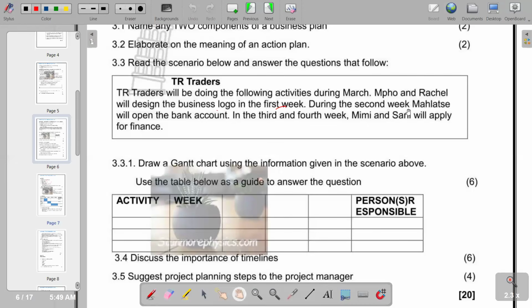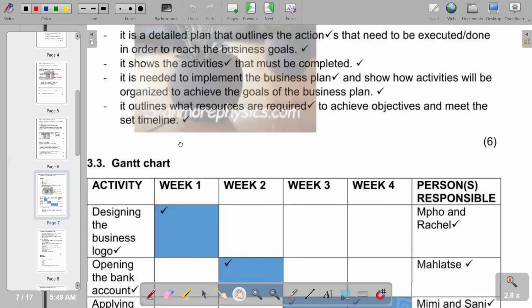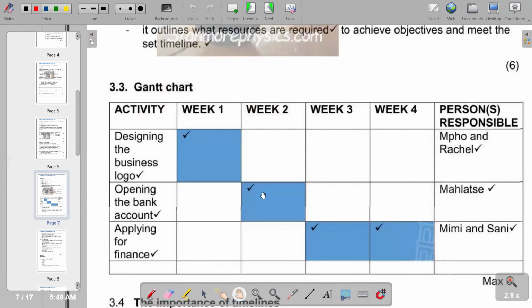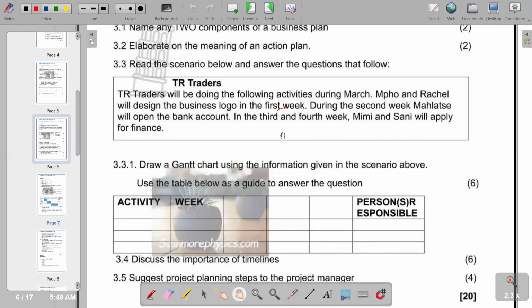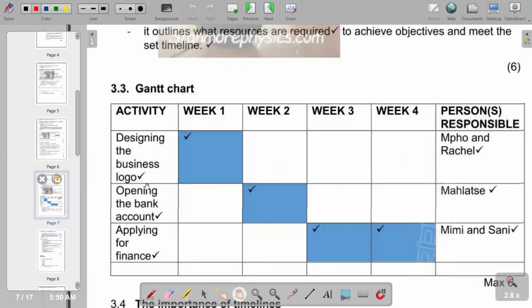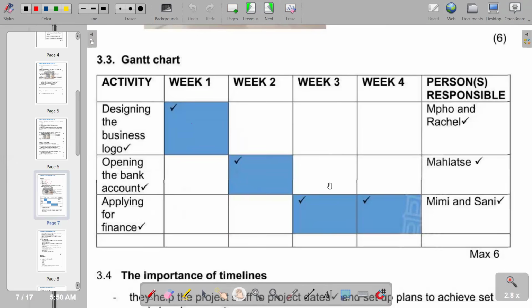During the second week, Makase will open the bank account. So opening of bank account is week 2. We see that we have opening the bank account, which is indicated in week 2 by shading and ticking. And then we go to the next week. During the third and fourth week, Mimi will apply for finance. So we have applying for finance in weeks 3 and 4. We see that we've indicated it by shading and ticking again. So basically, this is our graph chart as indicated.